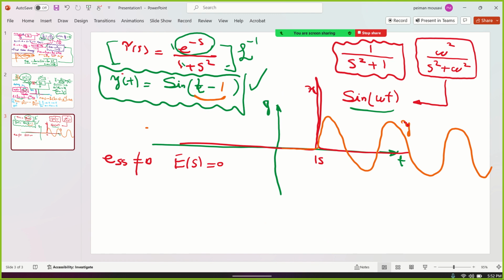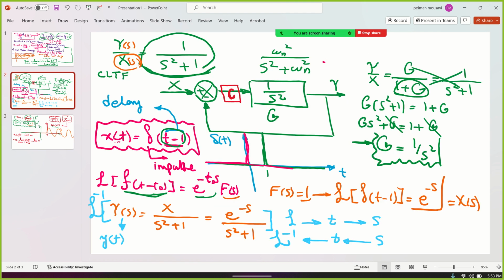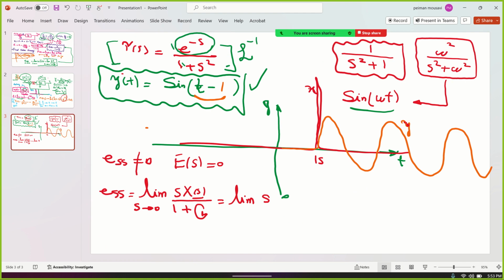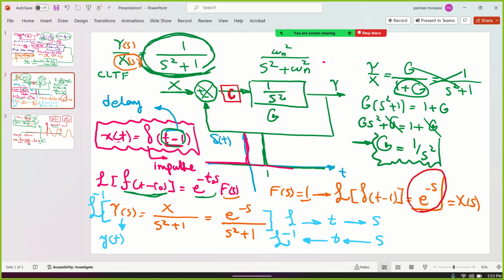So I told you ESS is the limit of x of s divided by 1 plus g. Today I just taught you. Okay, let's do that. The limit of s times x of s. X of s was the delayed impulse. So here we go, this is x of s. I have to put it here. It's e to the minus s divided by 1 plus g, the open loop transfer function. I don't want to see you put the closed loop here. Open loop transfer function that we found from here.